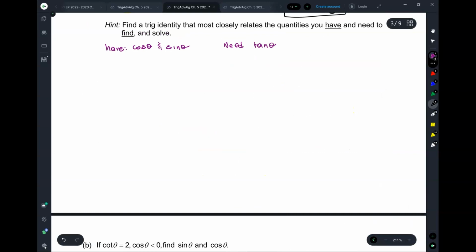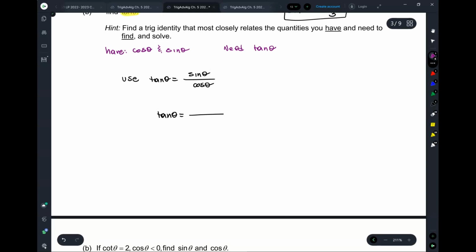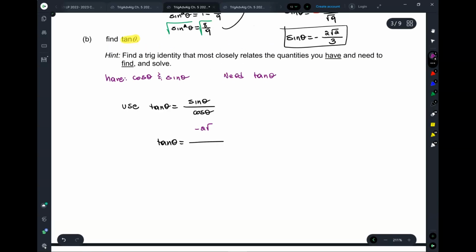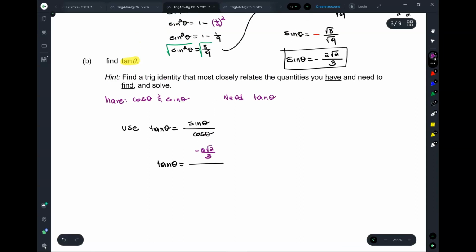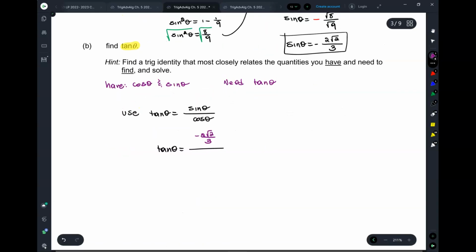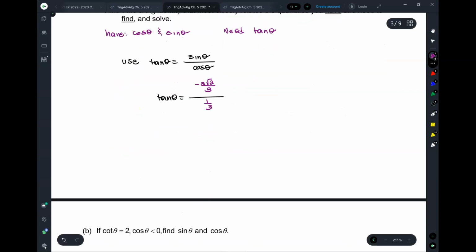We're going to use tangent theta equals sine over cosine. So tangent theta equals sine, I just found it, was negative 2 root 2 over 3. Cosine is 1/3. Okay, these go away. So I got negative 2 root 2.